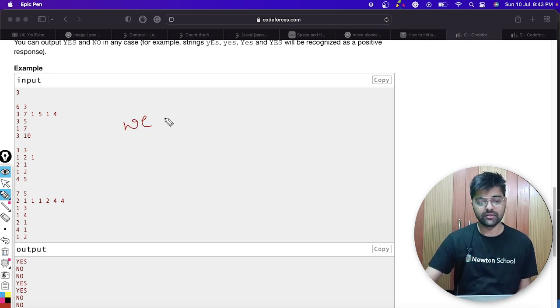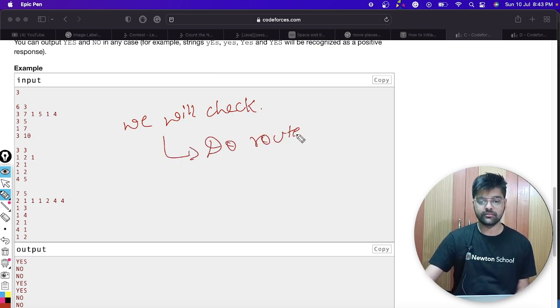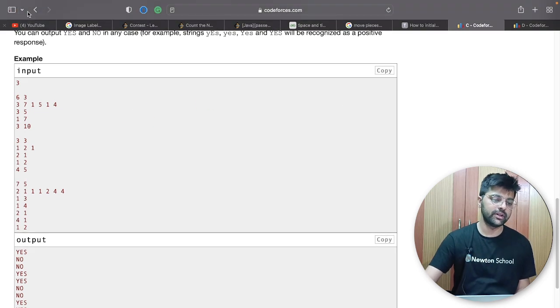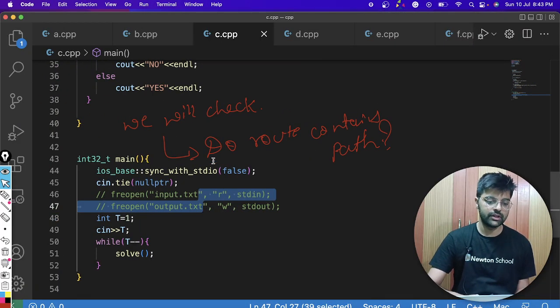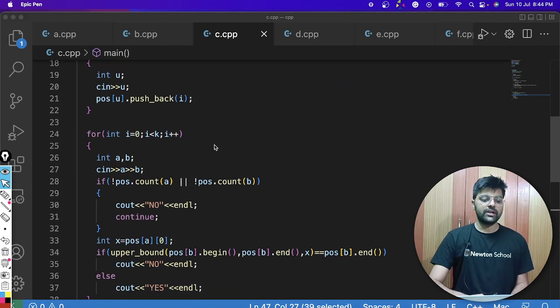Now we will check whether root contains the path, right? So better, for the code explanation, I will use my code to show you. It is a little bit different from what I had discussed.